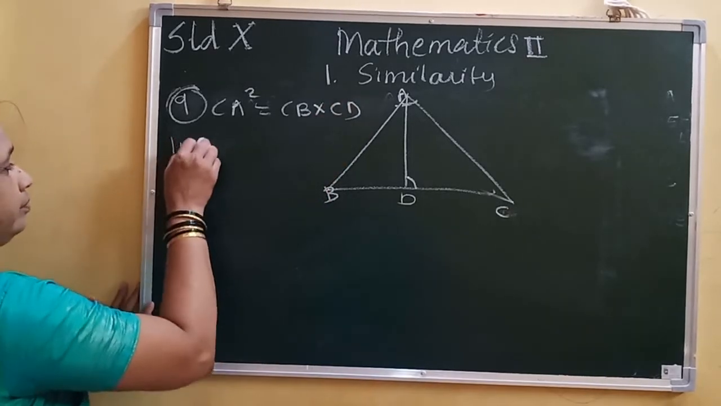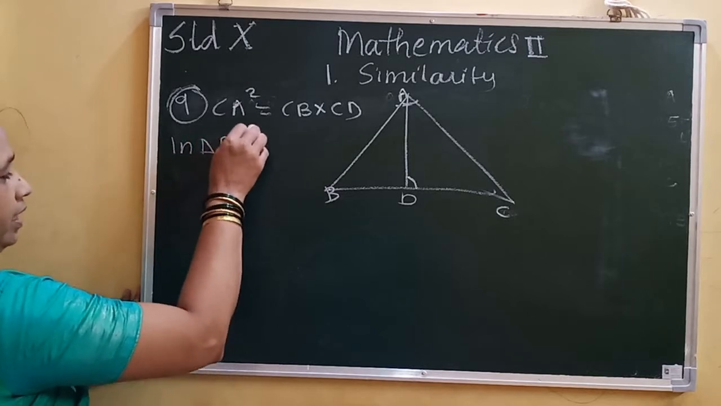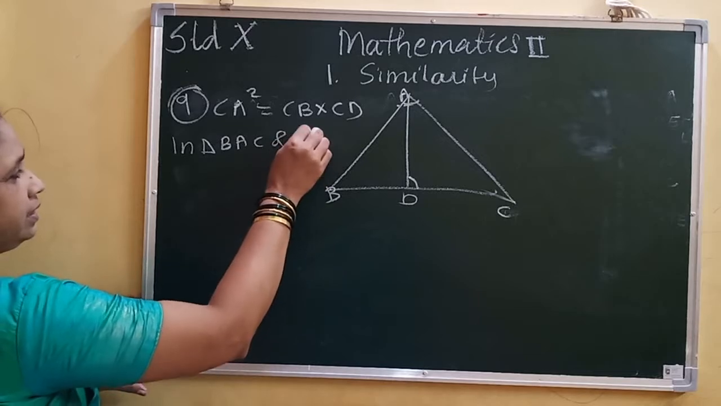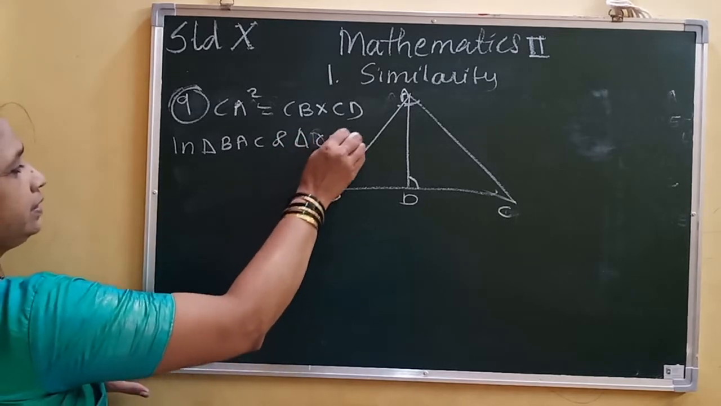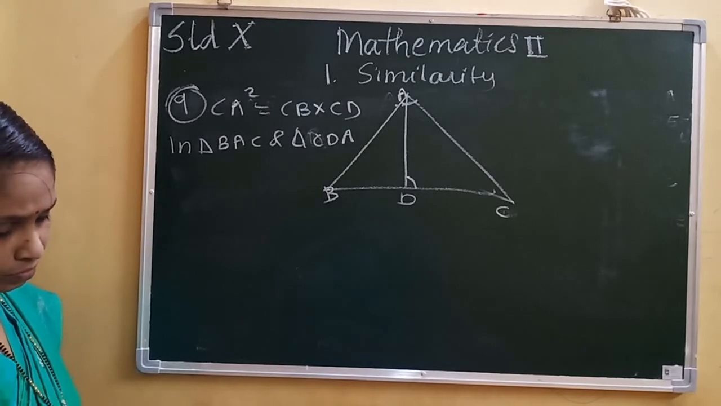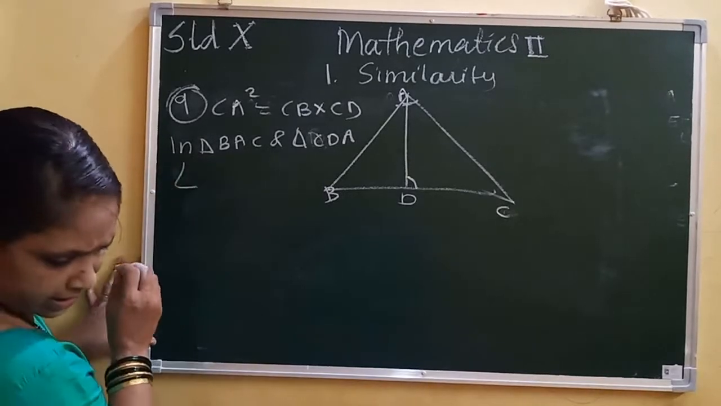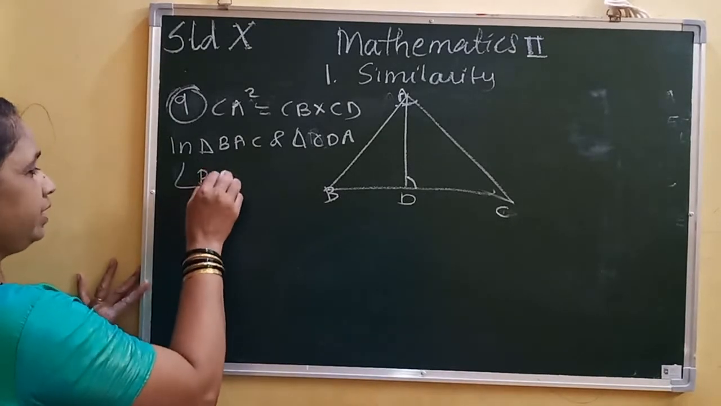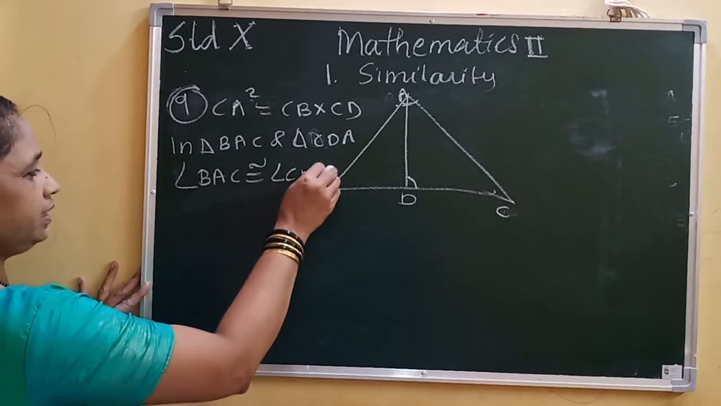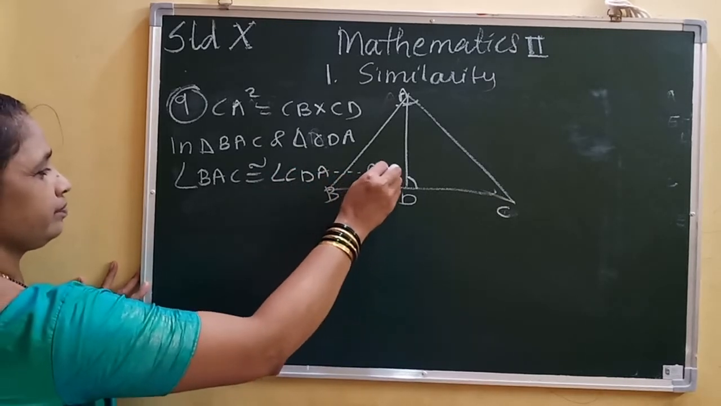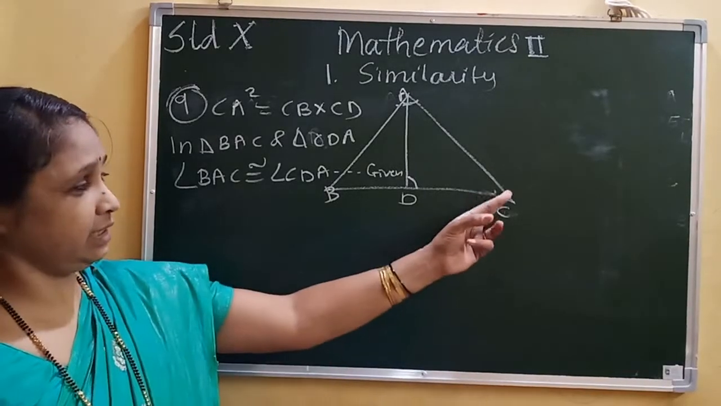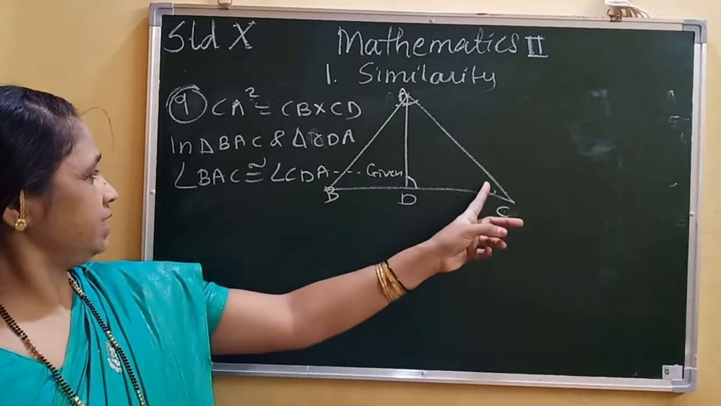So in triangle BAC and triangle CDA, in these triangles what we say, angle is common. Okay, which angle is congruent? It is said angle BAC is congruent to angle CDA. It is given.